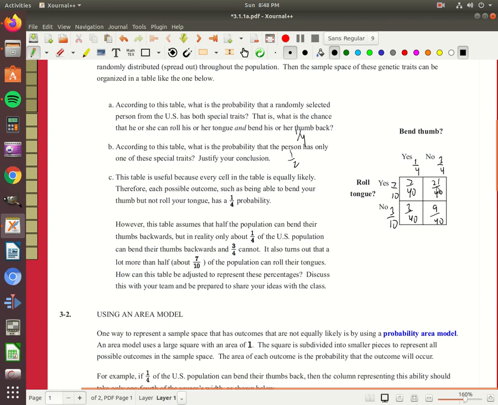I would expect a little more than half to be able to roll their tongue but not bend their thumb. Hardly anybody would be able to bend their thumb but not roll their tongue. And about a quarter of the people wouldn't be able to do either. So that's what this table would look like if we change those odds. And you can see how different that is than the half-half. All right, I'm going to pause it and set up the next.